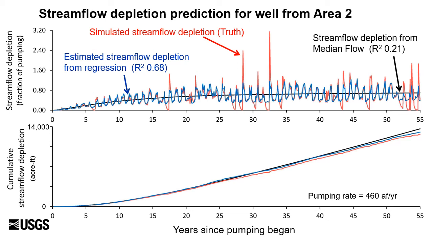Now this slide is showing the same analysis, but for a well from area 2, and it's much closer to the river and has a much higher fraction of depletion from the river. And what we see here is pretty much similar results. We're reproducing the variability of that varying depletion curve around that median curve pretty well, but we're not quite getting the extremes. And there's a lot more cumulative streamflow depletion occurring at this site, so we do see a little bit of departure between the estimated depletion and the simulated varying depletion, but it's pretty reasonably close.